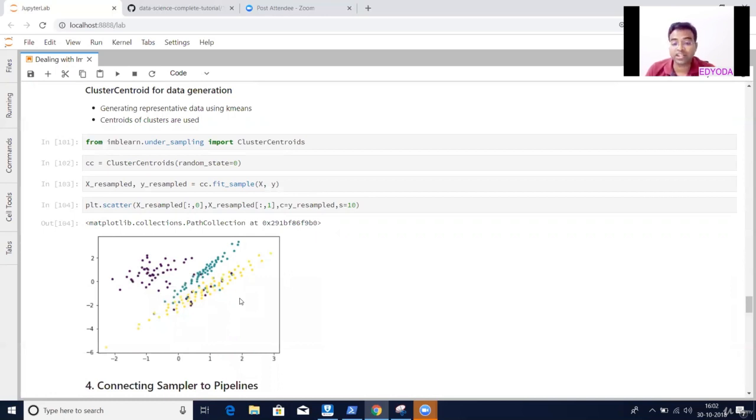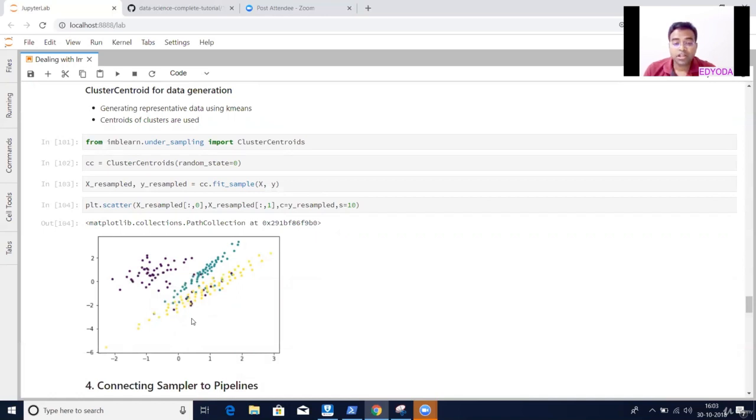So we don't use actual data, we use the representative data. All these yellow points here are the representative centroids of 64 clusters created out of the oversampled data. So cluster centroid is another technique by which you can do undersampling.